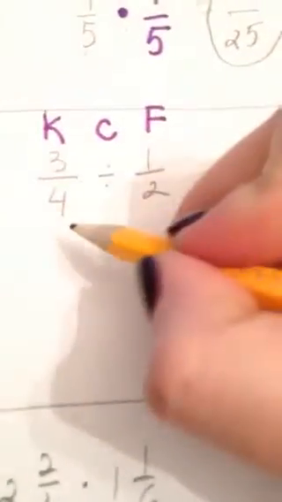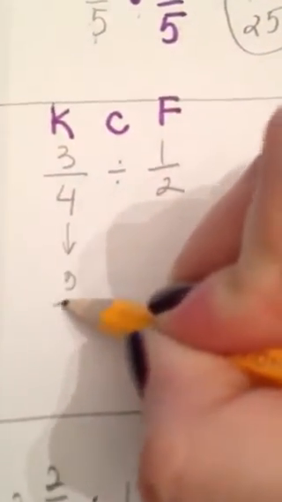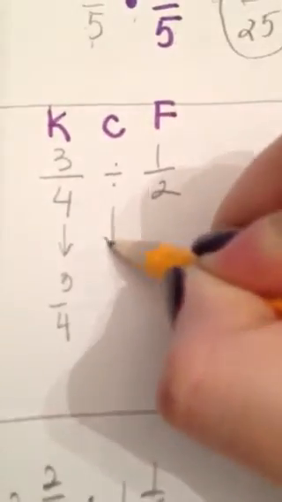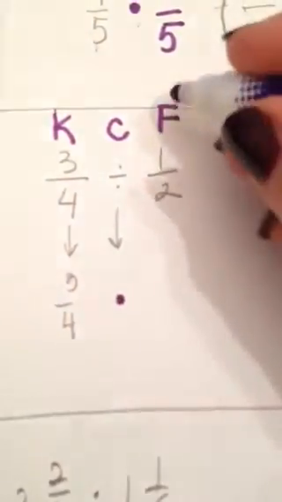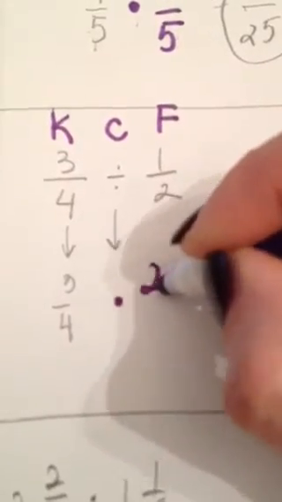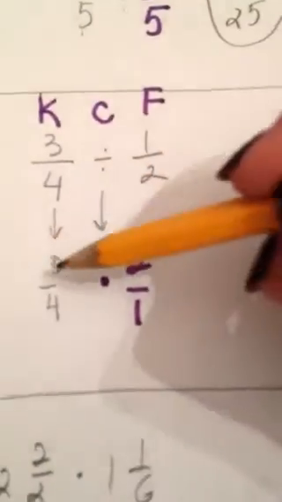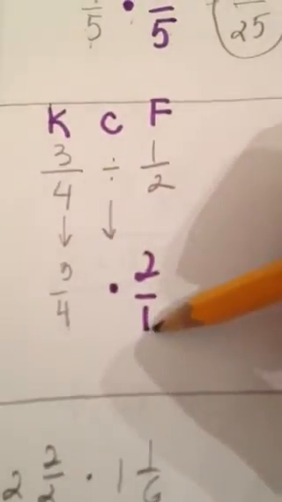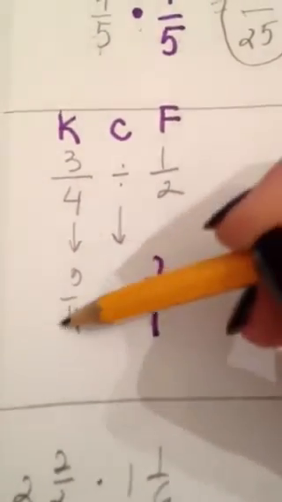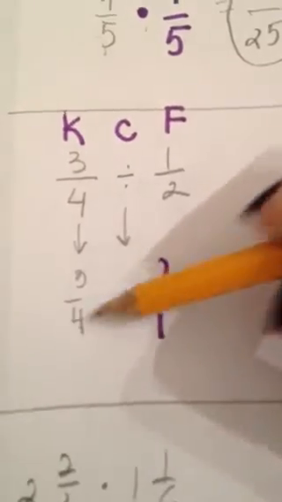So keep the first one, change it to a multiplication. Where's my marker? Right here. And then flip it. So this is going to be 2/1. Now always look and see if you can simplify diagonally. The 3 you cannot simplify with the 4 or the 1, but you can simplify the 2 and the 4. They have a common factor of 2.